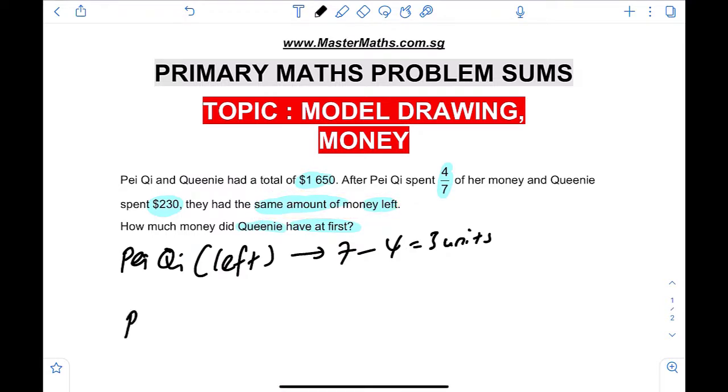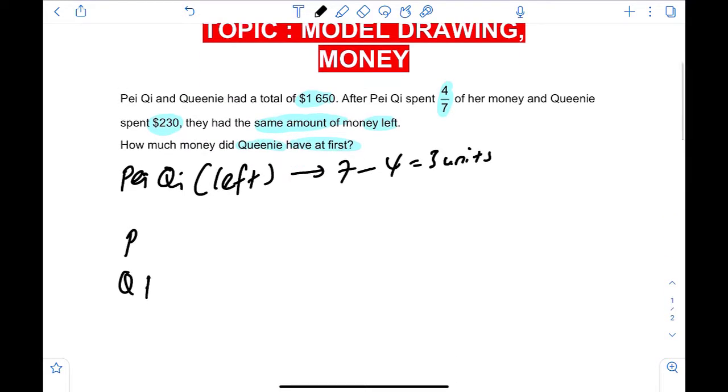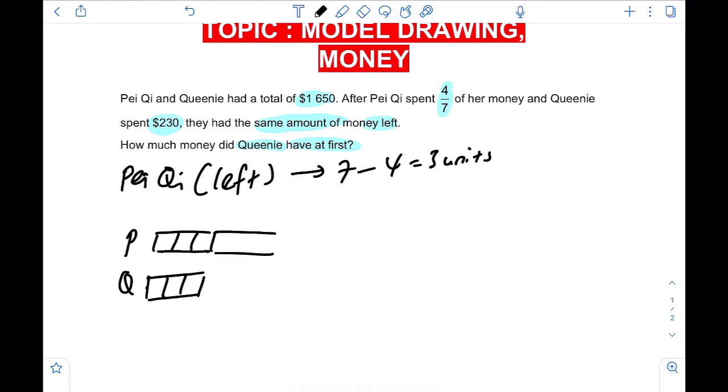So if you were to draw a model for Peachy and Queenie, Queenie in the end will also have these 3 boxes. Peachy will also have the same 3 boxes, but Peachy, of course, we know that she spent 4 units. And Queenie, we know that she spent $230. So I'm not sure how many units that is, so I'm just going to draw a box. $230, and the good thing is we know the total amount of money they both have at the start is 1650.